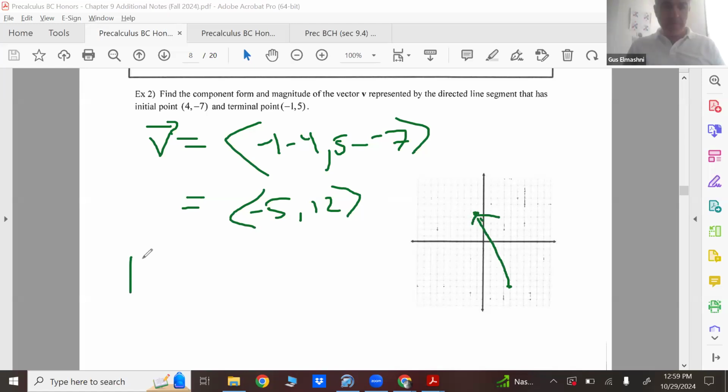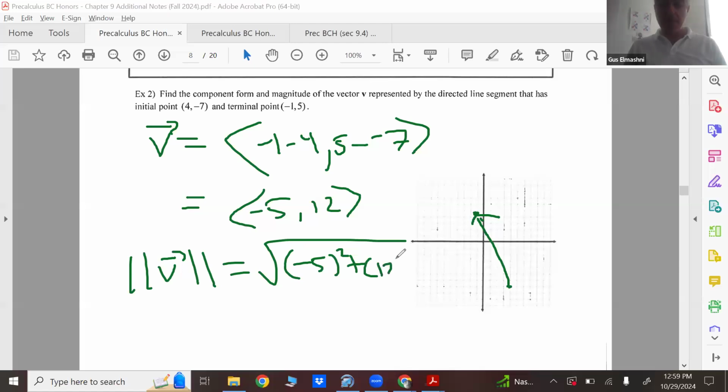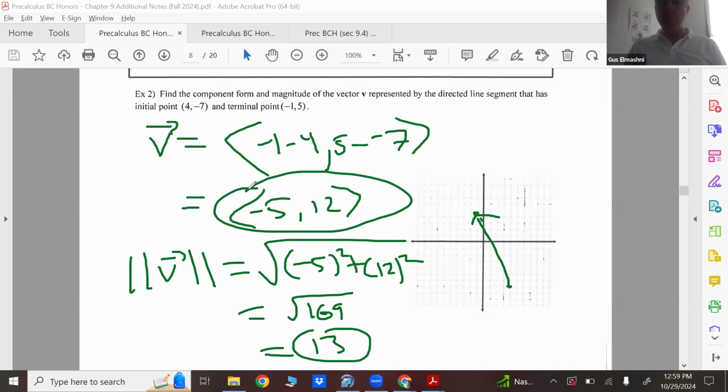My magnitude is simply Pythagorean theorem, right? So when you just do the square roots of each of those components squared, -5 is your horizontal component, 12 is your vertical component. You get root 169, which of course is 13. That's the length of the vector. And that's my vector in component form. Okay. We're cool so far?